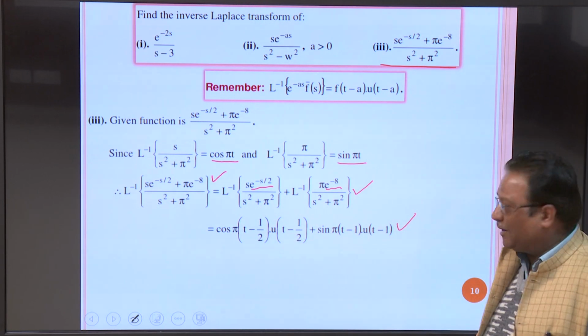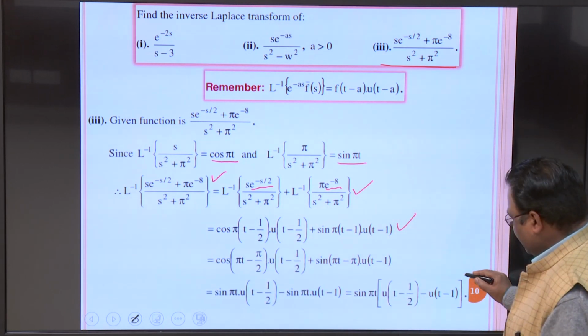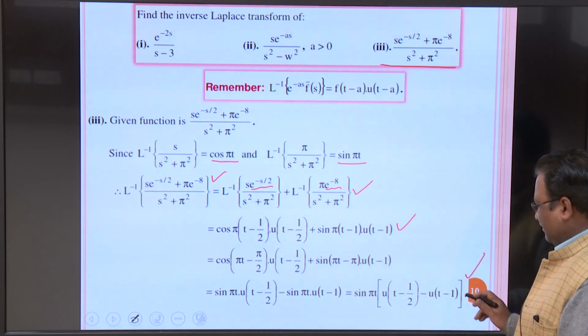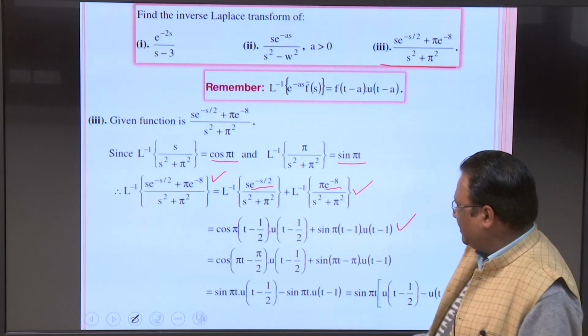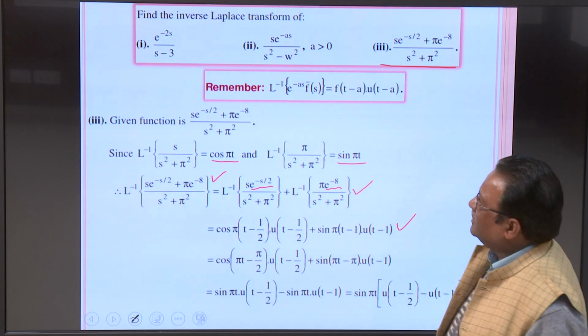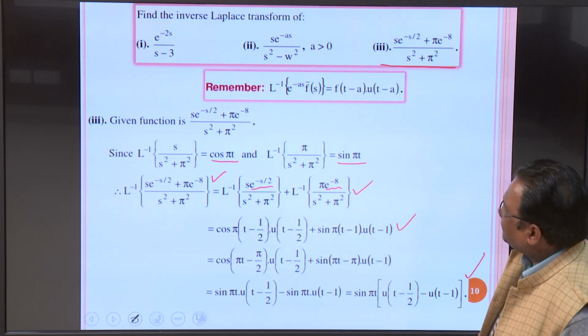Use the shifting property here. Just simplify. So we finally get sin(πt)u(t − 1/2) − u(t − 1). In this way you can calculate a few more problems for practice. After that, you will get a bit more practice with this.